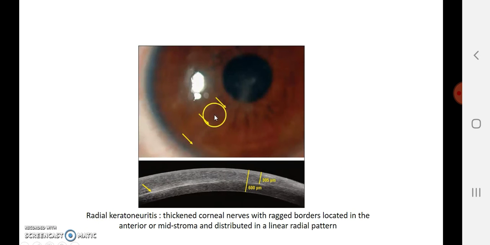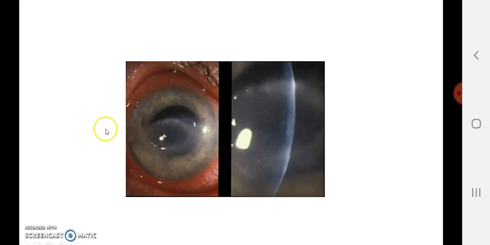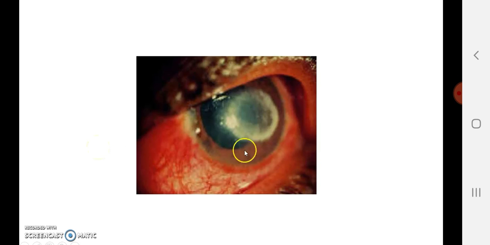This picture shows radial keratoneuritis. It is thickened corneal nerves with ragged borders located in the anterior or mid-stroma and distributed in a linear radial pattern, as you can see in this picture. This shows a ring infiltrate which is seen in Acanthamoeba keratitis patients. This picture shows the formation of ring abscess seen in Acanthamoeba keratitis patients.